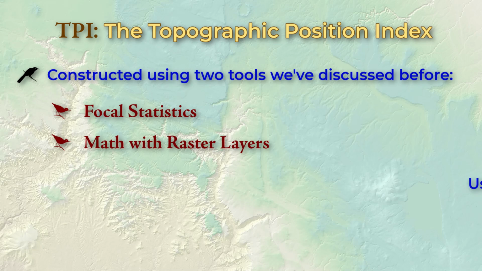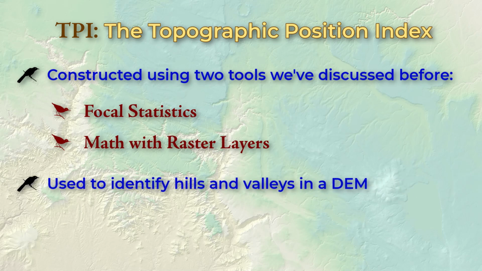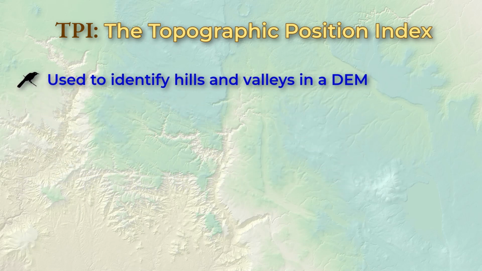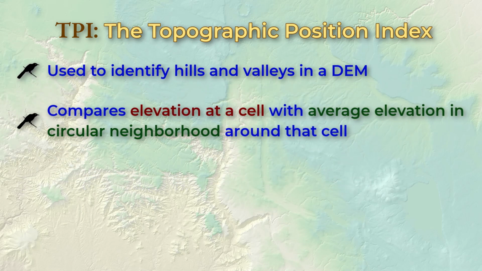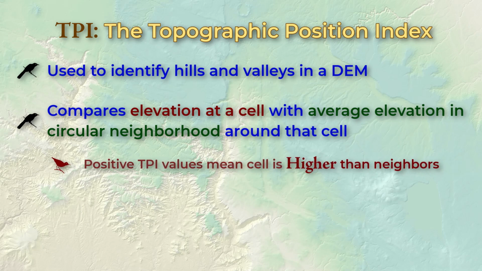TPI is a really useful way to identify hills and valleys in the landscape based on a DEM, or digital elevation model. Now, the basic logic behind the TPI is that the relative elevation of a raster cell compared to the average elevation in the circular region around that cell indicates whether that cell is higher or lower than the surrounding elevation. A positive relative elevation indicates the cell is higher than its neighbors, which means it might be laying on a hill or a ridgeline.